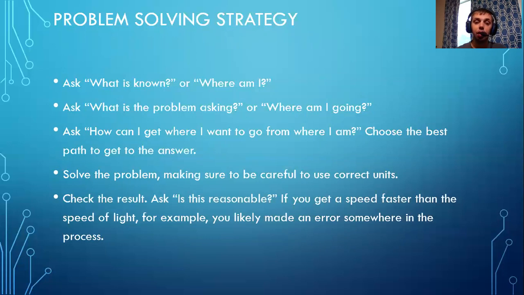And then solve the problem and make sure to be careful to use the correct units. And then check the result and ask, is this reasonable? For example, if you get a speed that's faster than the speed of light, well, you made an error somewhere in the process. So whenever you get to the end of a problem, it's always good to ask, does this make sense? Because if it doesn't, then you might have a problem somewhere.